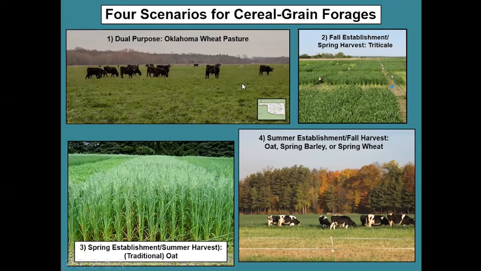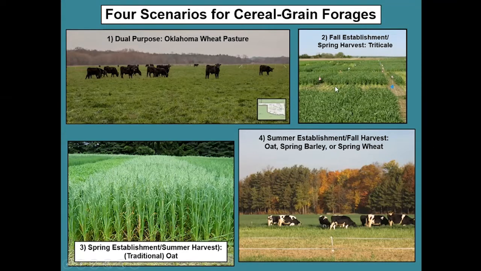Weaned cattle in the fall are placed on vegetative, usually wheat, until they are backgrounded to the point that they can go to a finishing lot. This has proven to be very effective. There's also a dual purpose opportunity there where if cattle are removed soon enough, they can go ahead and harvest a grain crop there.